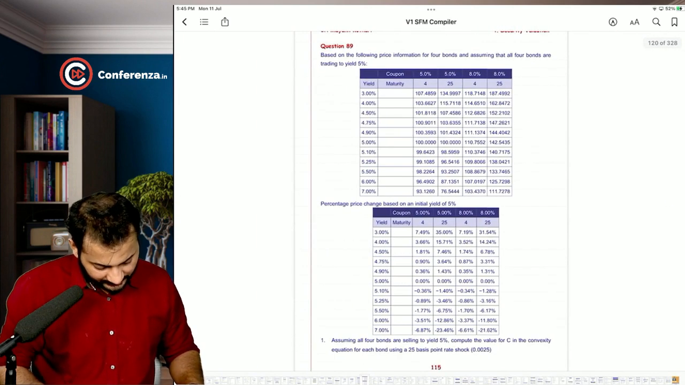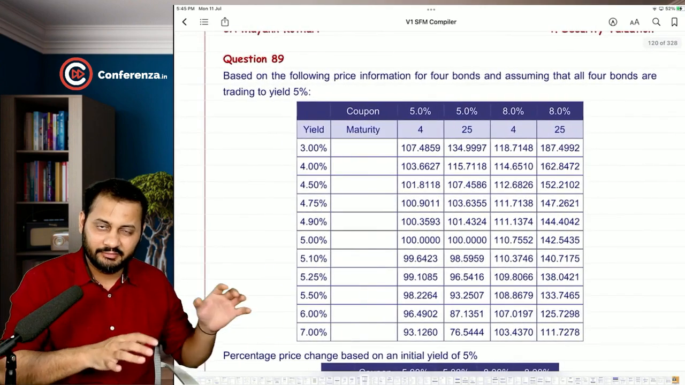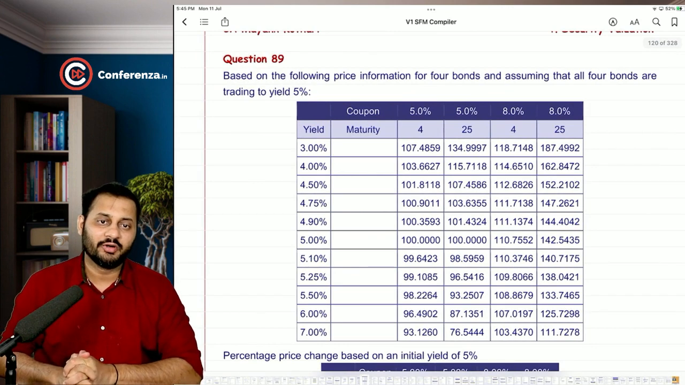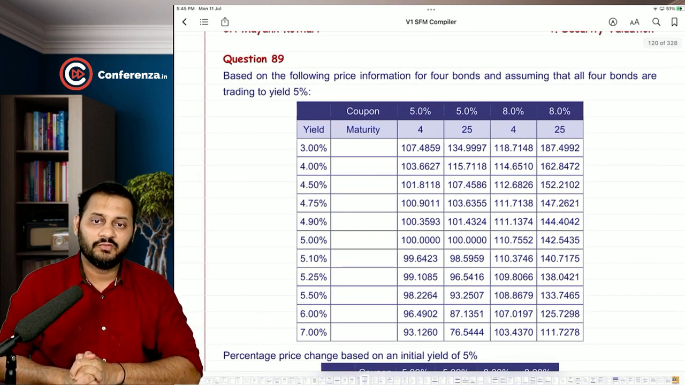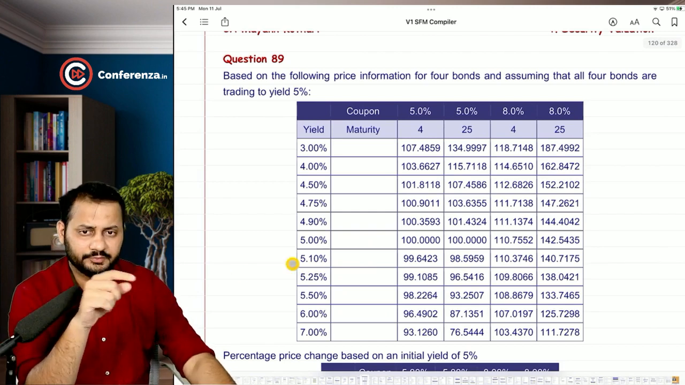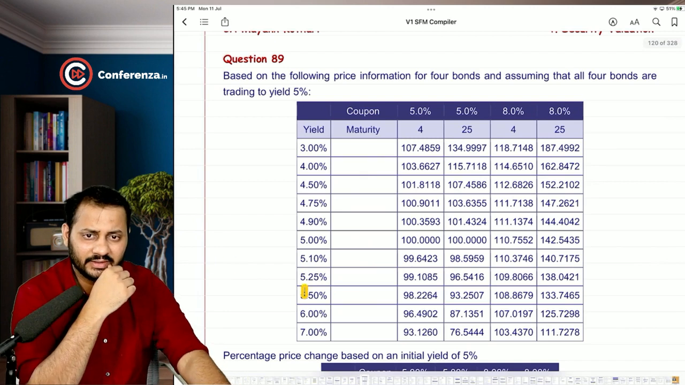You will enjoy this. This is related to the convexity itself, and this is a little difficult one. Have a look. Based on the following price information for 4 bonds and assuming that all 4 bonds are trading at 5% yield. 4 bonds, have a look. We will take it slowly, don't worry, we'll give it enough time.